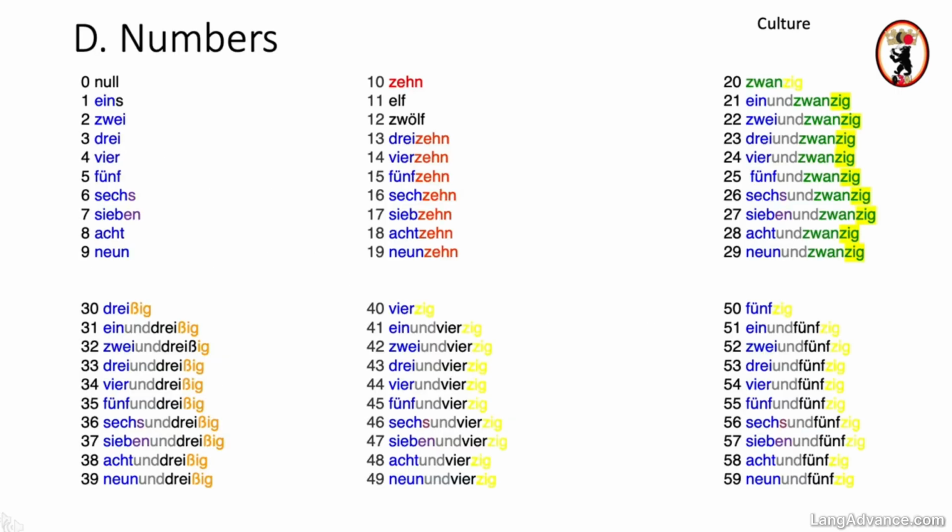Next, we will talk about numbers. Since this is a crash course, I won't get into too much detail about numbers. However, please take a moment to take in the colors. They do help you make sense of the pattern of numbers. You will see that German numbers are almost the same as English numbers, with one big difference.